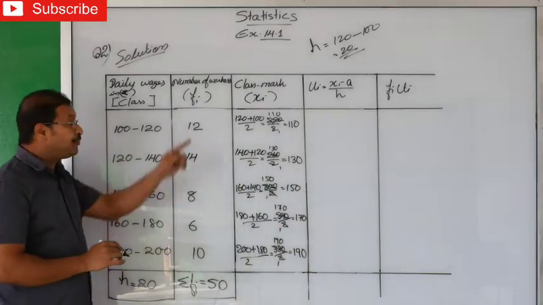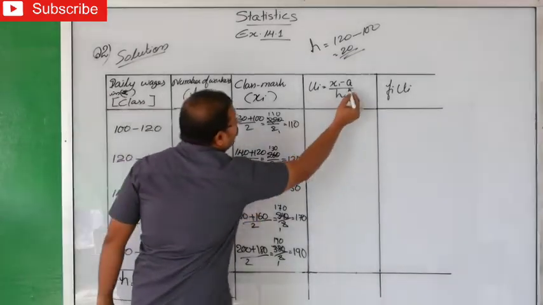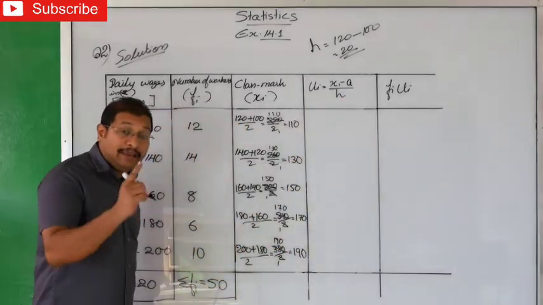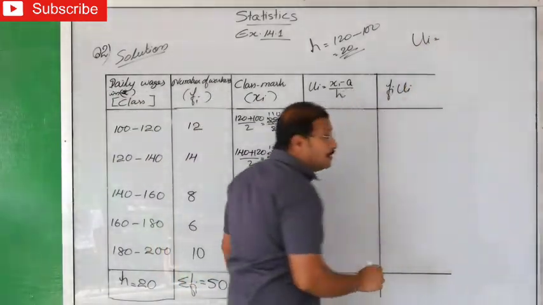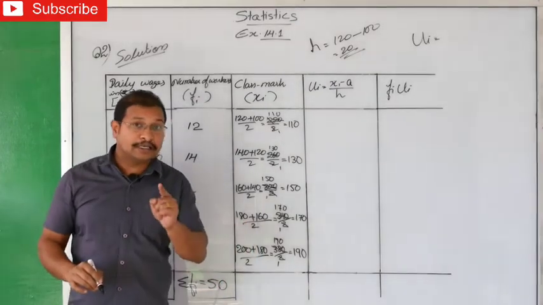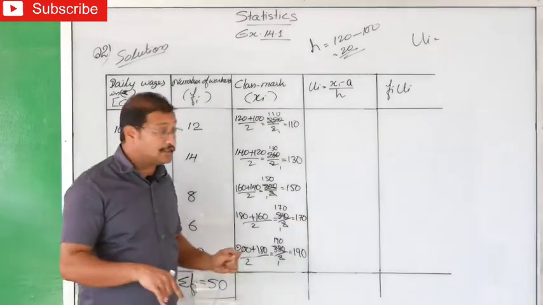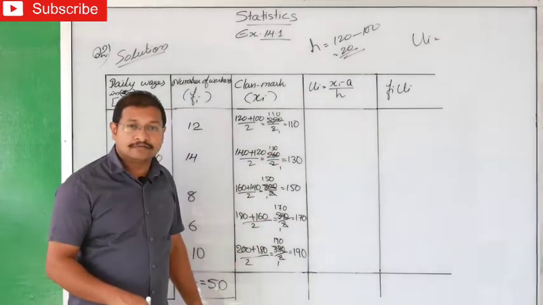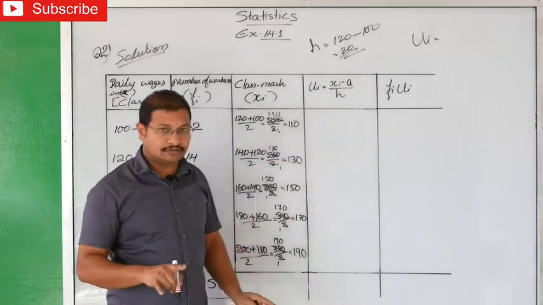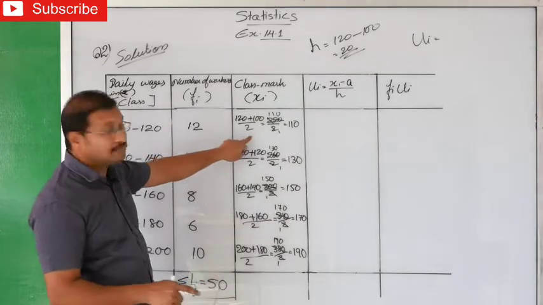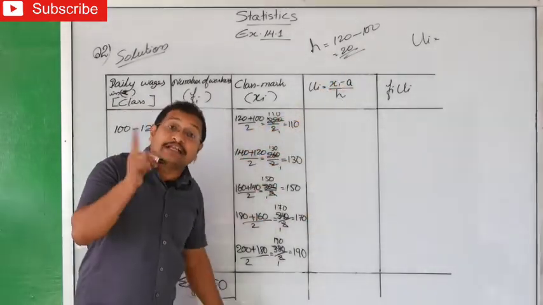Ready? Now what will you do? ui. In this area, first we'll find the value of assumed mean A. A means assumed mean. So now you want ui, because in this question we are going to use the step deviation method. To use step deviation, we have to use ui. What is ui? ui equals xi minus a by h. Xi is already here, the class mark, isn't it? So class mark minus a, a meaning assumed mean.